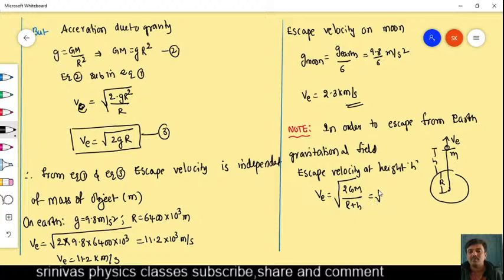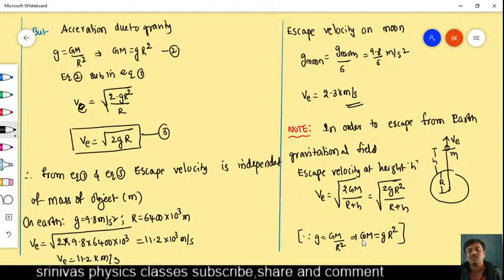In terms of g, if you want, GM is equal to gR square, so we write it like this: under root 2gR square by R plus h. Because we know that g is equal to GM by R square, from that GM formula we write as gR square.